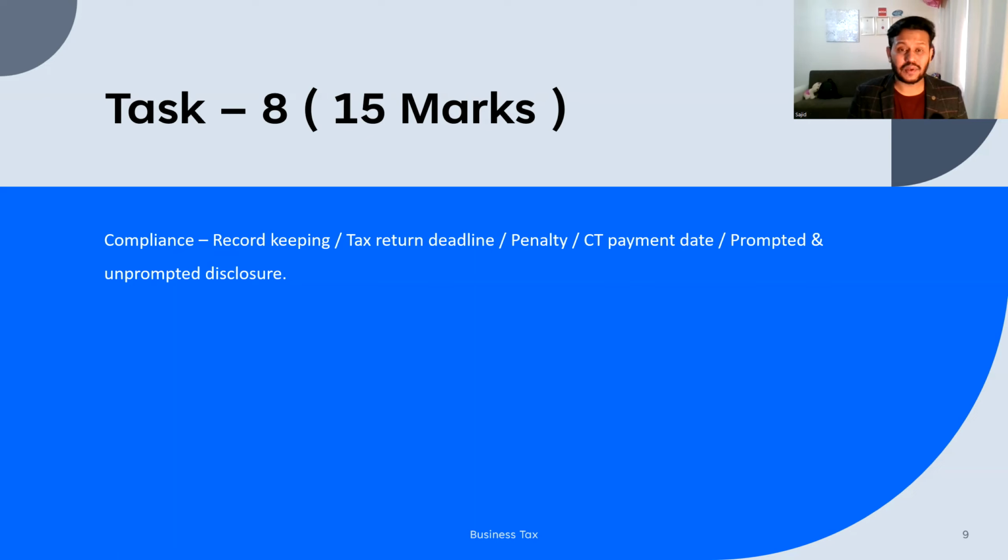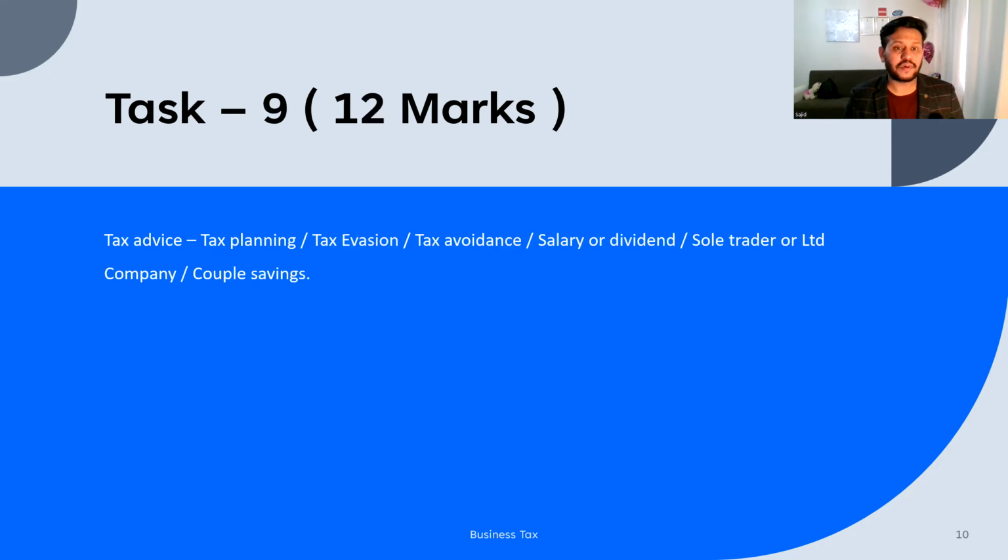Also, the disclosure and the non-disclosure. So if we tell HMRC by ourselves that there is an error, and if HMRC finds it out, what will be the rate of the penalty? So it will be prompted and unprompted. We have to make sure you have a note for that, because we are getting 15 marks from this question. Very important. The next one we have is task 9, that is for 12 marks, tax advice.